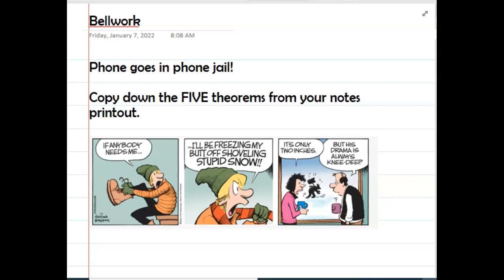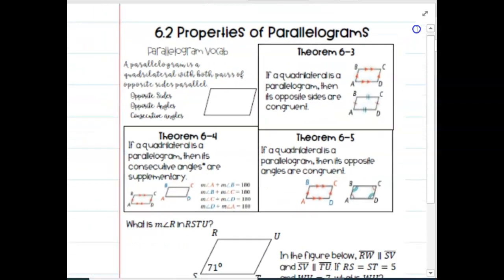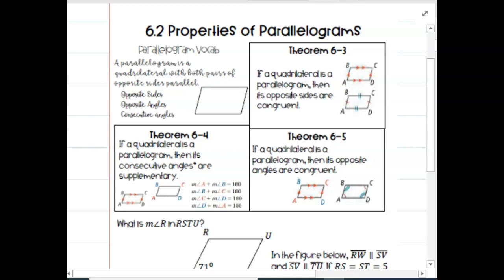Luckily, we get to go through them pretty slowly. I don't think this section's super difficult, but as you notice, with your 5 lovely theorems, there's a lot. It's not difficult stuff, but kind of a lot of things to go through. So, section 6.2 is properties of parallelograms.